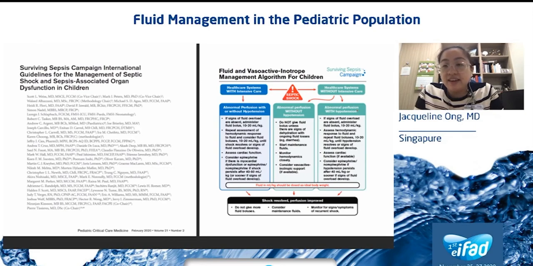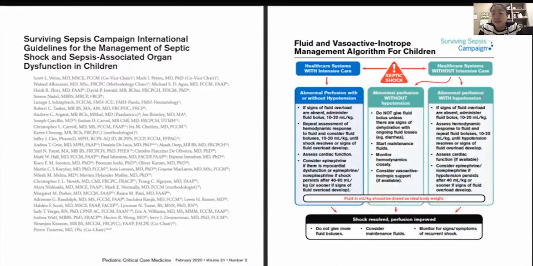And you will see that their algorithm for managing children with septic shock is actually divided into whether children are in intensive care or in healthcare systems without intensive care. And this is a great change from what previously was suggested. So you will see that if you do have healthcare systems with intensive care and features of abnormal perfusion, with or without hypotension, they have changed, and previously they would not have thought 10 or 20 mils per kilo was a problem. Now they're being more careful.